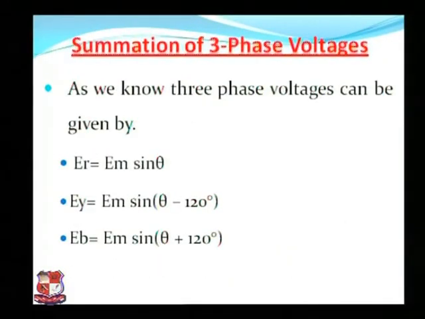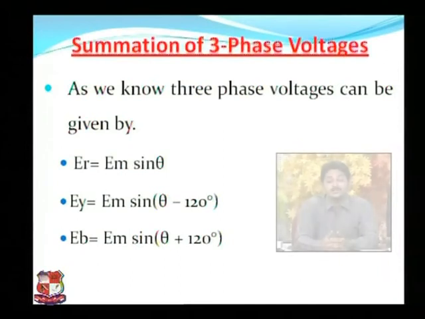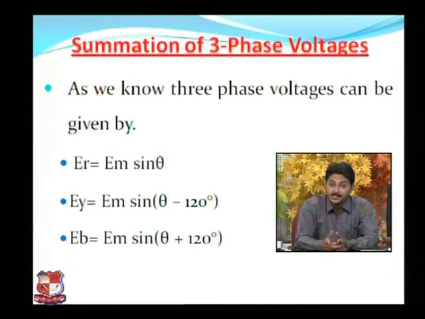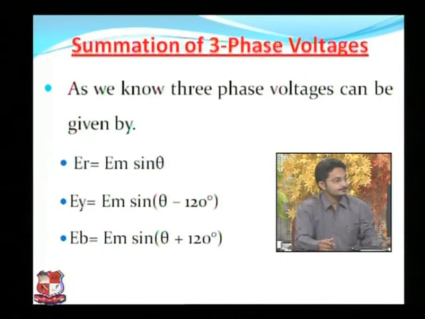The summation of these 3 voltages, as we already talked about: ER equals EM sin theta, EY equals EM sin theta minus 120, that is the lagging phase, and EB equals EM sin theta plus 120, that is 120 leading the Y but 240 lagging the R. So instead of EM sin theta plus 120, you can also write EB equals EM sin theta minus 240.